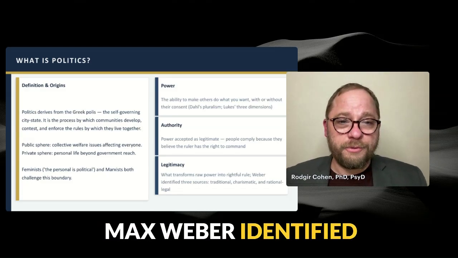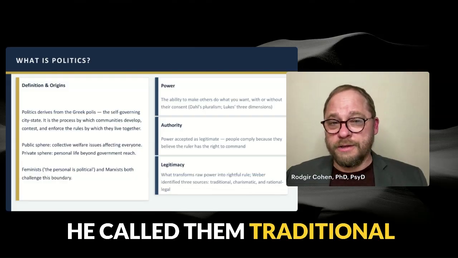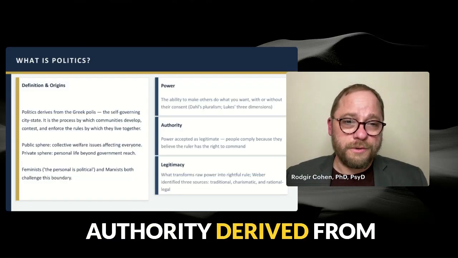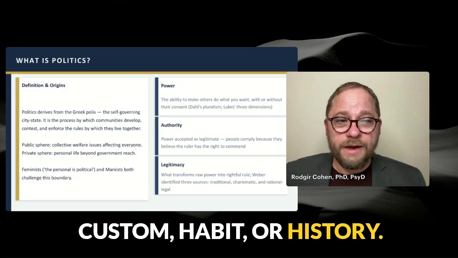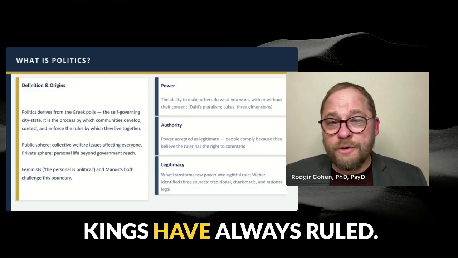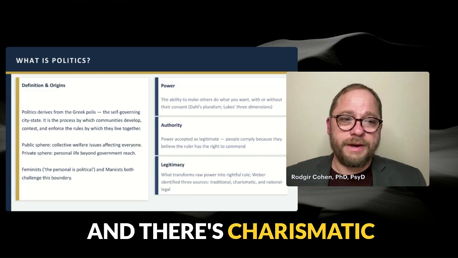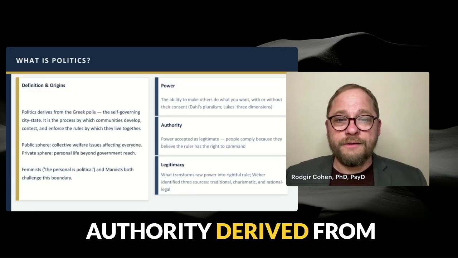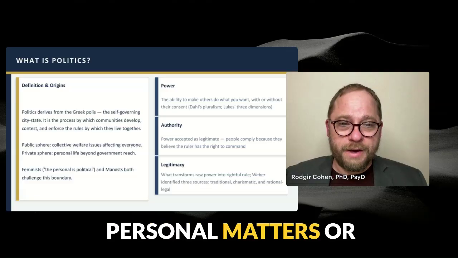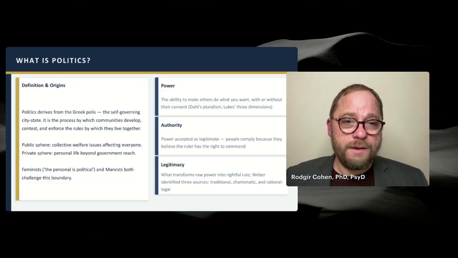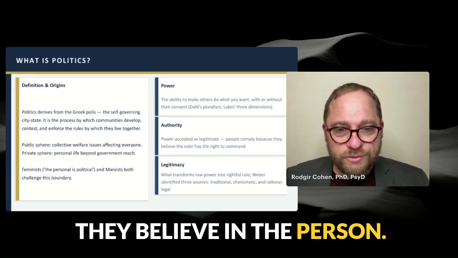Max Weber identified three types. He called them traditional legitimacy, which is authority derived from custom, habit, or history. It's the king that rules because kings have always ruled. And there's charismatic legitimacy, which is authority derived from the extraordinary personal qualities of the leader. People who follow because they believe in the person.